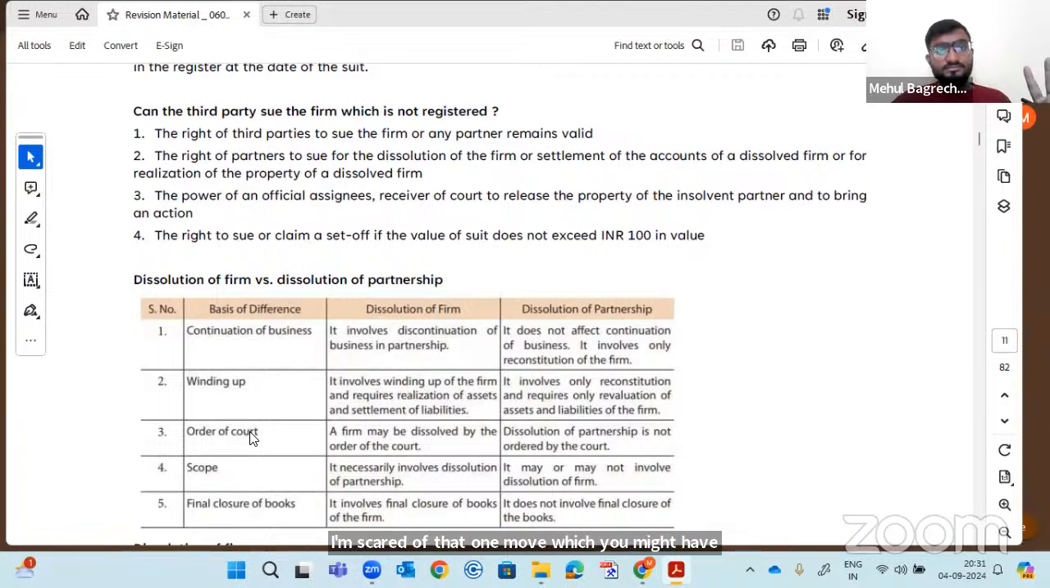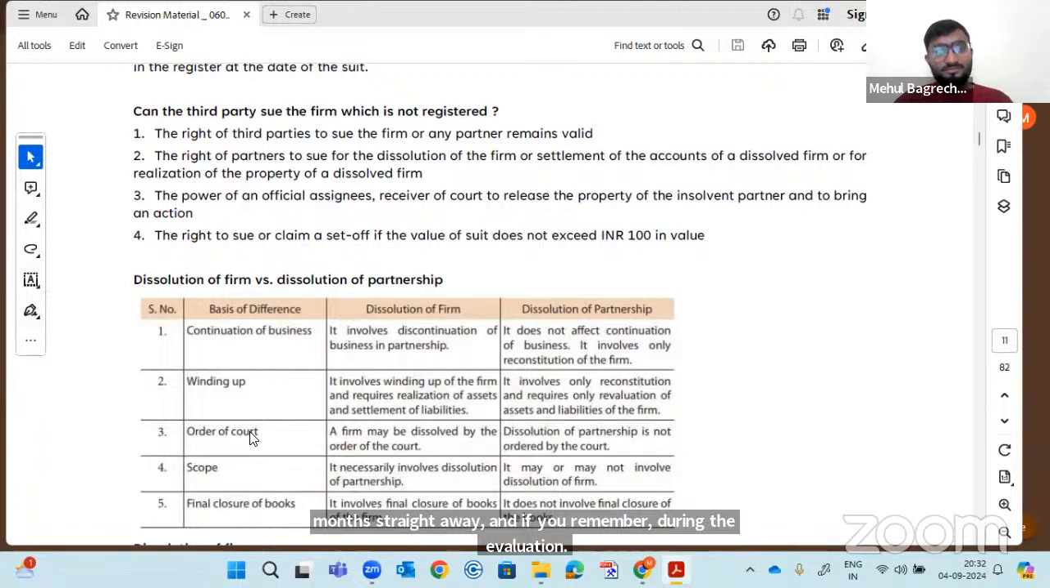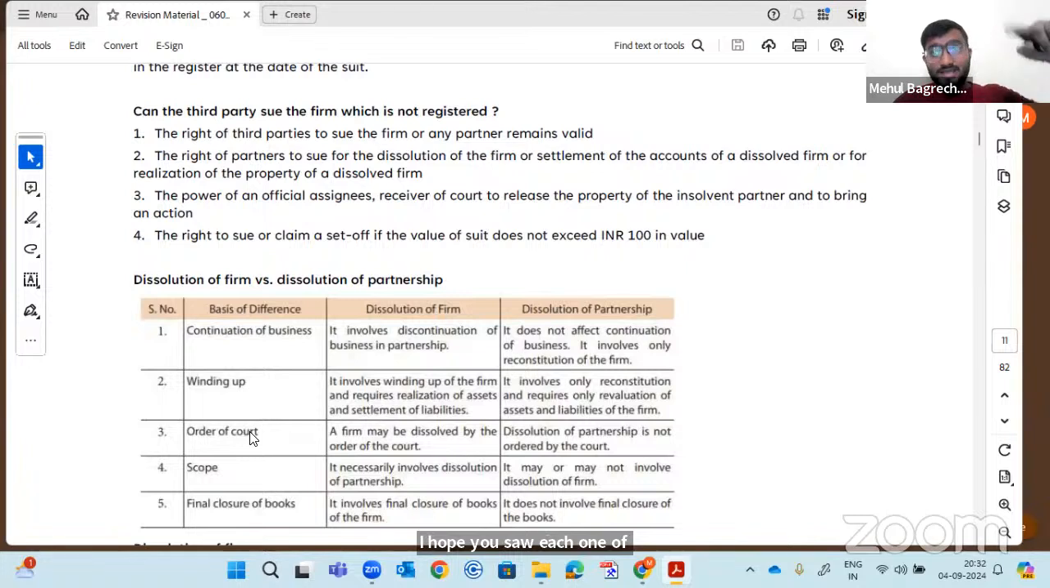Ensure that just because you want to cover the entire syllabus, you don't miss out on these kinds of simple questions which are usually there in the examination. 4 marks straight away. And if you remember, during the evaluation of recent mock papers which you have written, I hope you saw how each one of you sitting here did. Blunders in case of these kinds of simple questions.